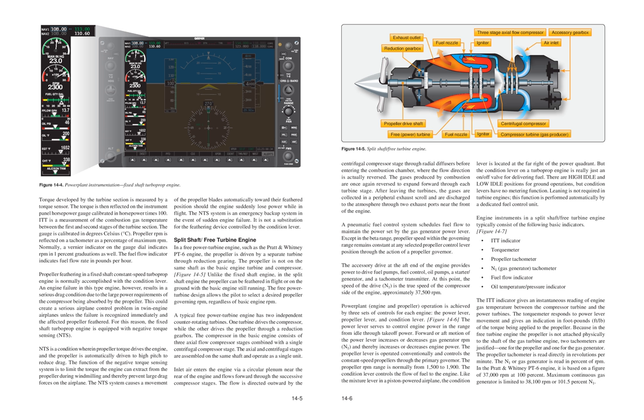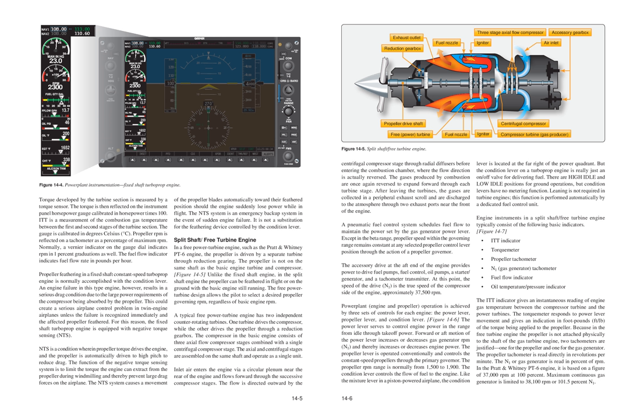A pneumatic fuel control system schedules fuel flow to maintain the power set by the gas generator power lever. Except in the beta range, propeller speed within the governing range remains constant at any selected propeller control lever position through the action of a propeller governor. The accessory drive at the aft end of the engine provides power to drive fuel pumps, fuel control, oil pumps, a starter/generator, and a tachometer transmitter. At this point, the speed of the drive, N1, is the true speed of the compressor side of the engine, approximately 37,500 revolutions per minute.